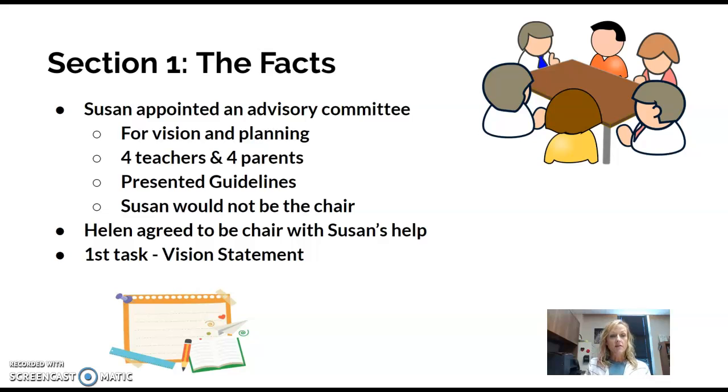She did make it also very clear that she did not want to be the chair. She would be on the committee, but she did not want to be the chair. So Helen, who is a teacher and sister of one of the board members, agreed to be the chair with Susan's help. And then she gave the advisory committee the first task, which is the vision statement.